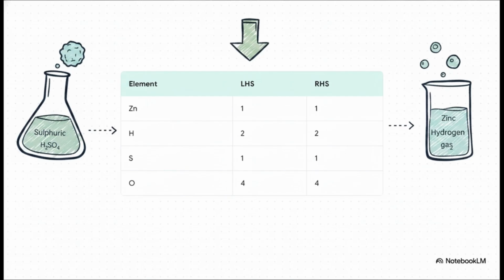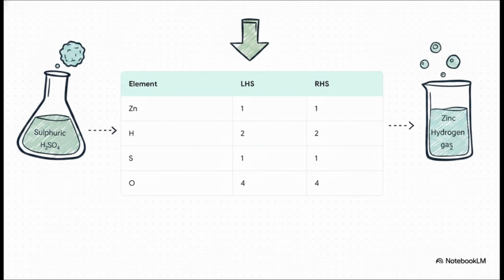Now, sometimes nature's nice and hands us a balanced equation right from the start. Take the reaction of zinc and sulfuric acid. Zn plus H2SO4 yields ZnSO4 plus H2. If we literally just tabulate the atoms, zinc, hydrogen, sulfur, and oxygen, we see that they are identical on the left-hand side and the right-hand side. Check it out. 1 zinc on both sides, 2 hydrogens on both sides, 1 sulfur on both sides, and 4 oxygens on both sides. Because the number of atoms of each element is already identical, this is a perfectly balanced chemical equation right out of the gate.